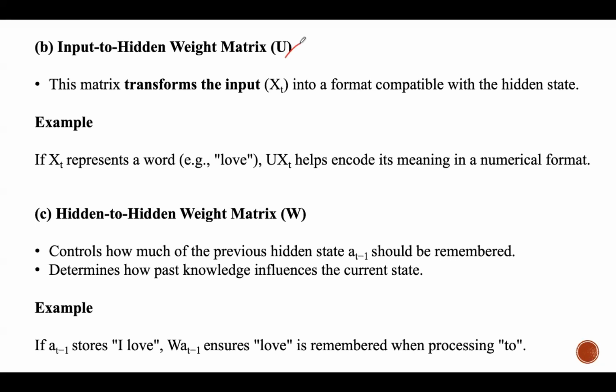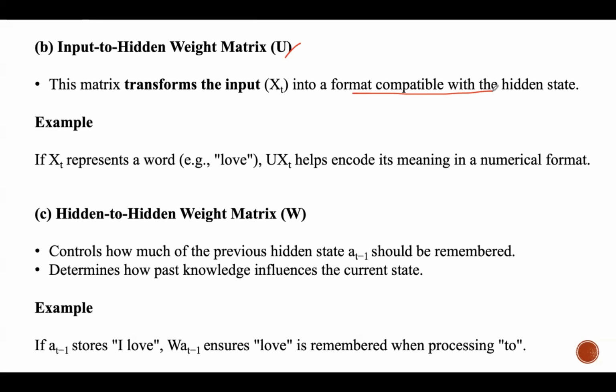Next one is the input to hidden weight matrix. This matrix transforms input into a format compatible with the hidden state. That means whenever the input is given, it should be converted into a form that is comfortable for the hidden state to handle.